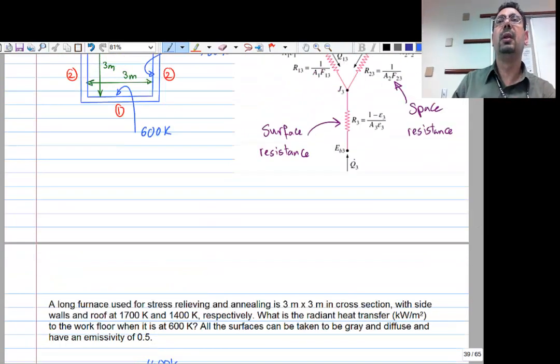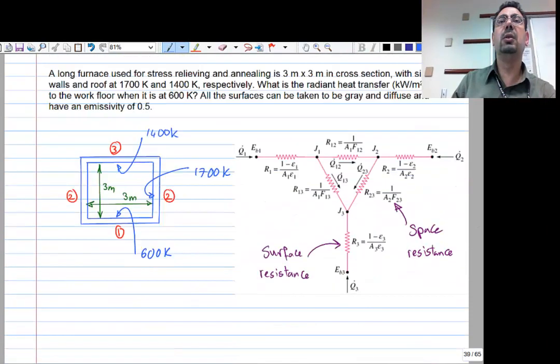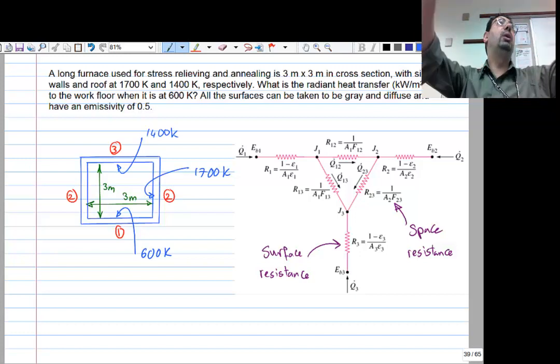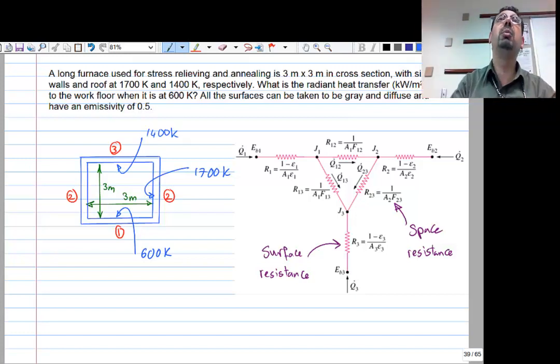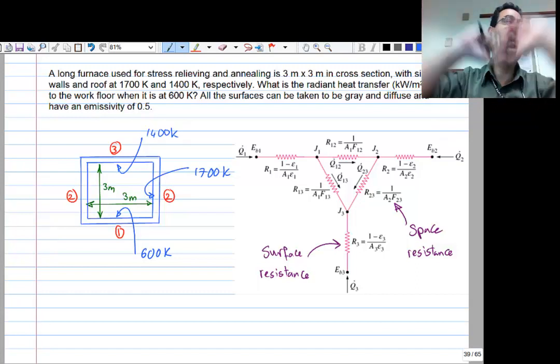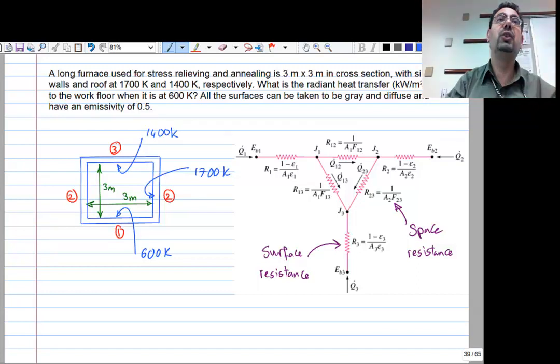So he said this is a long furnace, so normal to this page, this goes on forever. Okay, so it's kind of a 2D problem then, because it's infinitely long. And that long furnace basically is used for stress relieving and annealing. So they put the workpiece there and they heat it, and then after that maybe they quench it or something. And he said the geometry is 3 meters by 3 meters. That's the square over here.